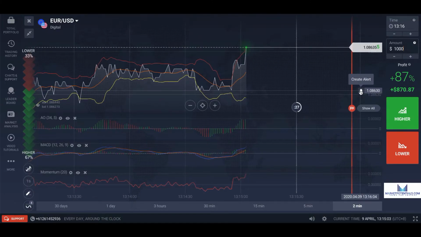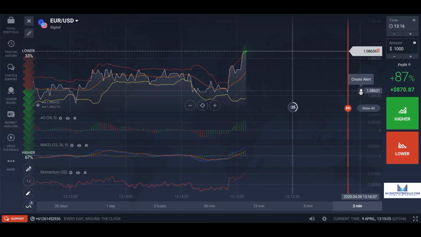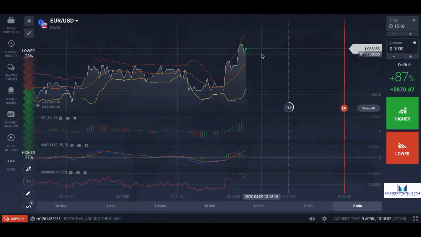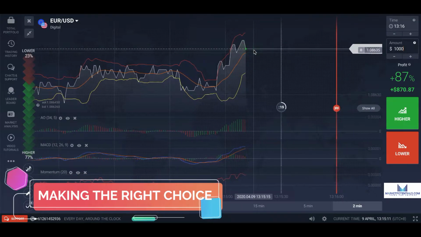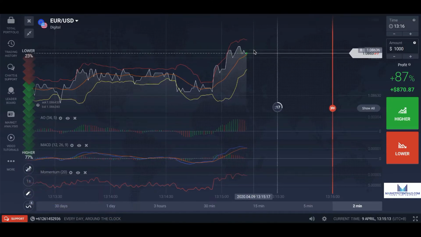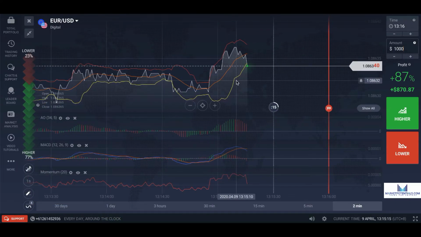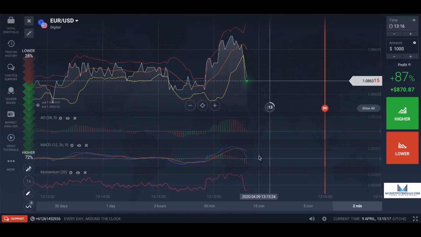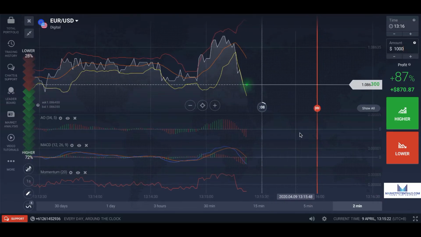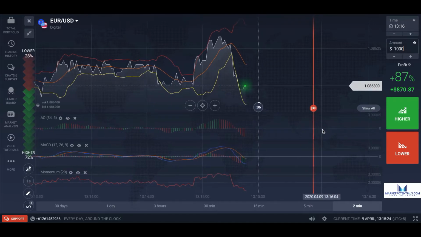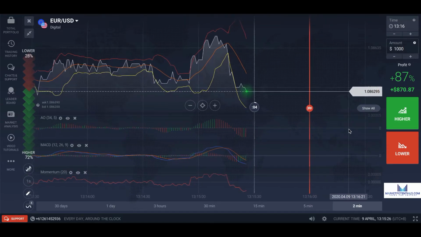Okay, now how do you make the right choice? Well, it's pretty straightforward. I do it primarily based on technical analysis. Okay, so what that means is I basically look at the chart and make a decision accordingly. It's not like rocket science or whatever it's made out to be.